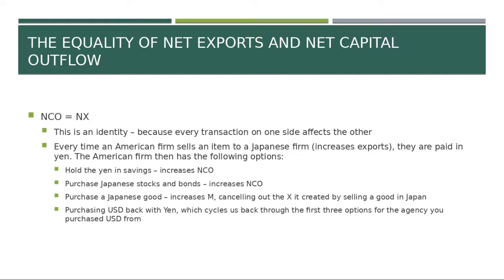But if they purchase US dollars back with yen, so let's say they go to, let's pick Chase Bank, and say, hey, we want to purchase dollars back with our yen. Well, this now means that Chase has a bunch of yen and they go through the same options. Do they want to hold the yen in savings? Do they want to purchase Japanese stocks and bonds? Or do they want to purchase a Japanese good? So this cycle explains why net capital outflow must equal net exports.